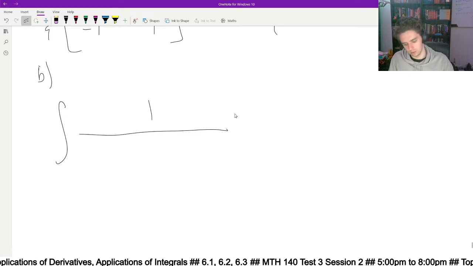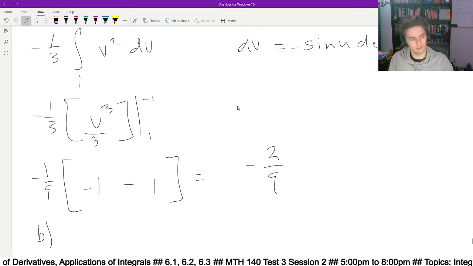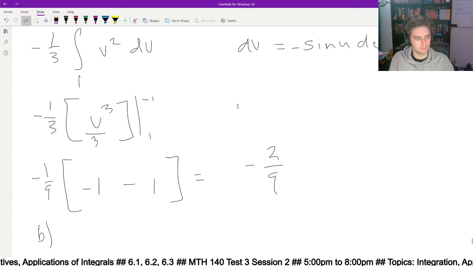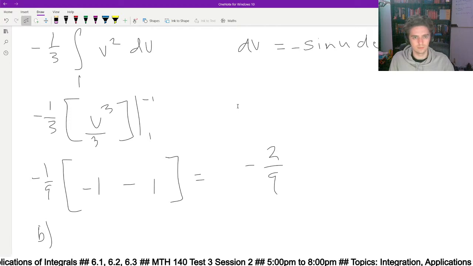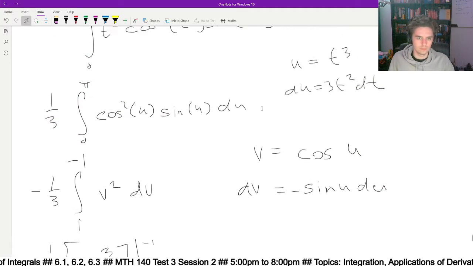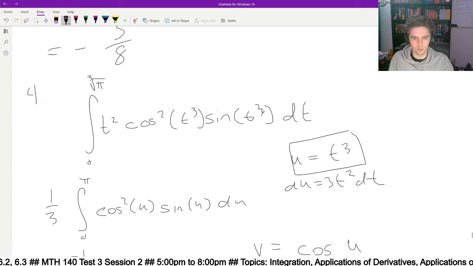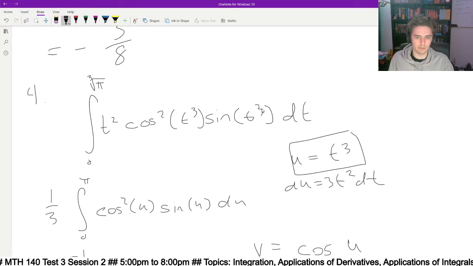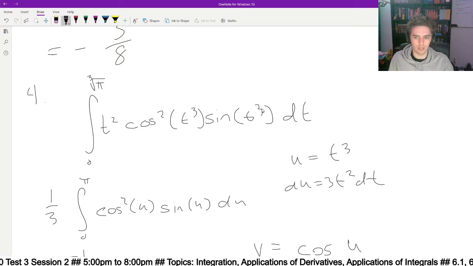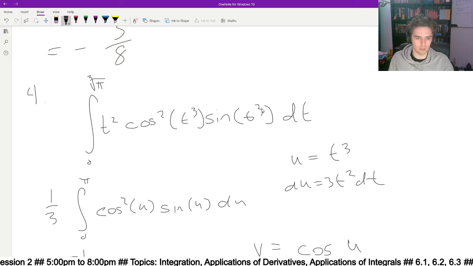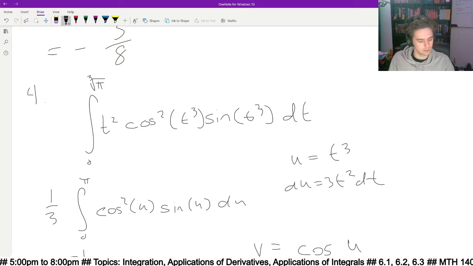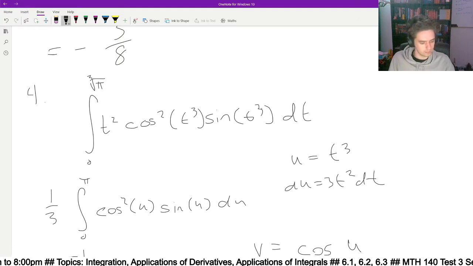Oh, hold on. Can I ask a question? For your integral, how did you change it from cube root of pi to just pi? Because we said u was t cubed. So whenever you do the u substitution with a definite integral, you apply that to the limits. So I just cubed that, and then it's just pi. All right, thanks. No problem.